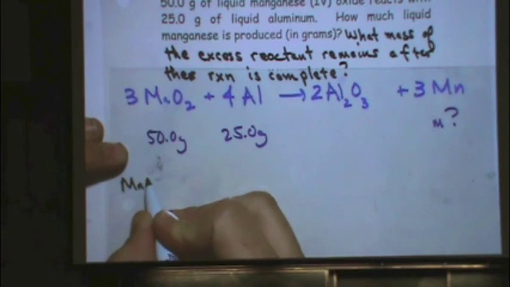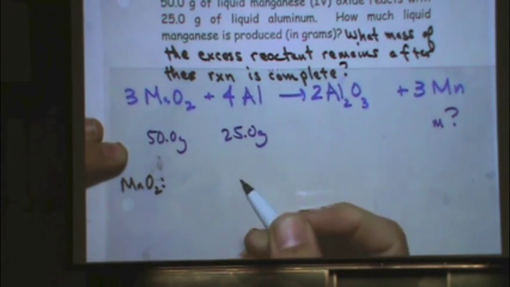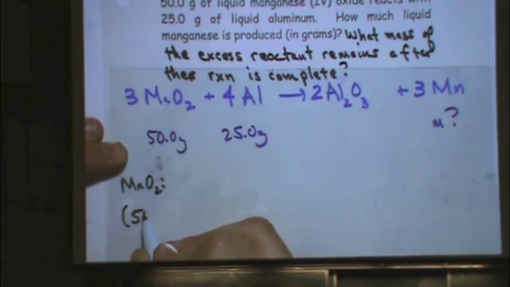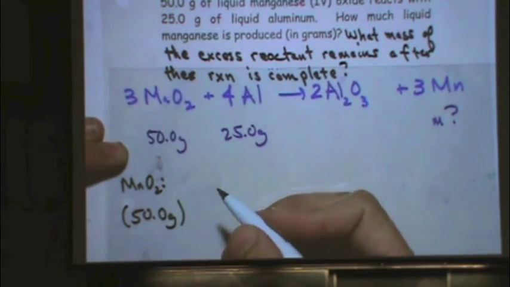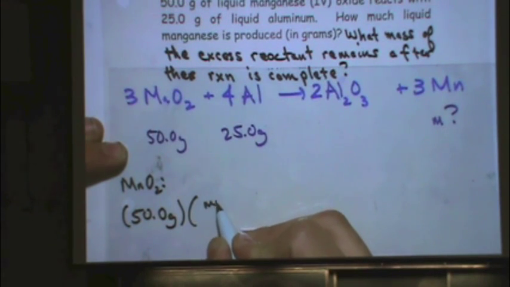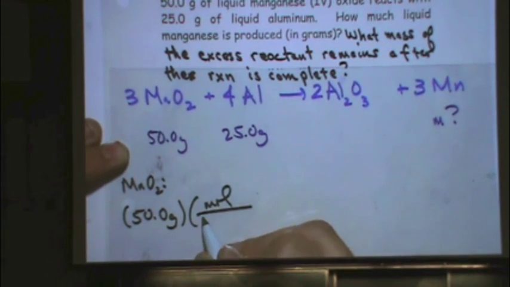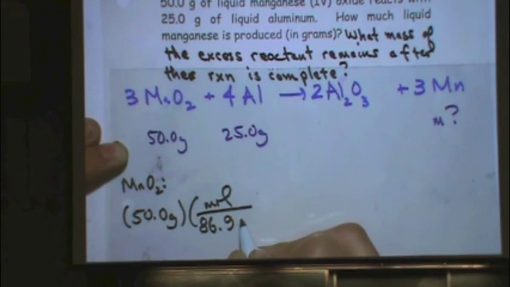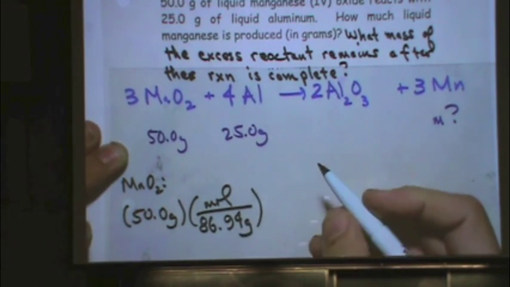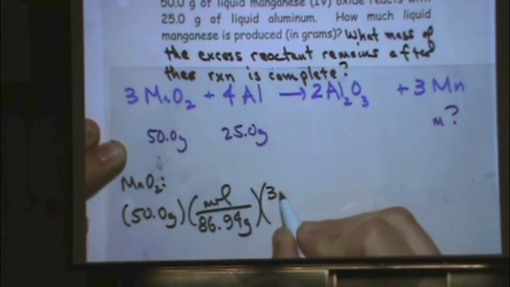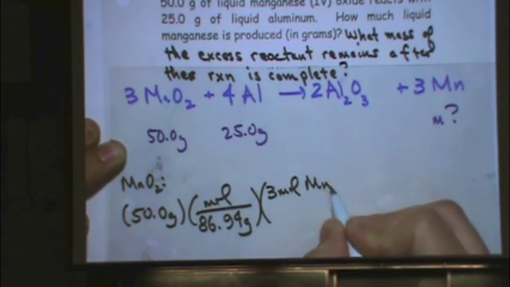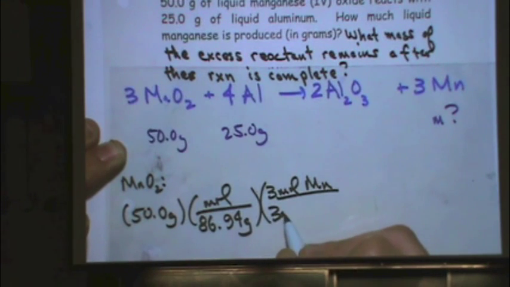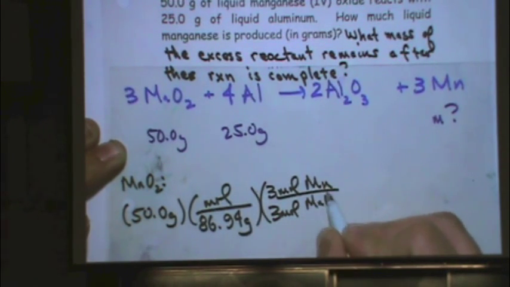Let's first start with the manganese oxide. It doesn't matter which one we start with. Okay, 50 grams of the manganese oxide, manganese 4 oxide. Change that to moles. So stoichiometry, go to moles first. From the periodic table, 86.94 grams of manganese oxide. Now convert to moles, 3 moles of manganese, and 3 moles of MnO2.